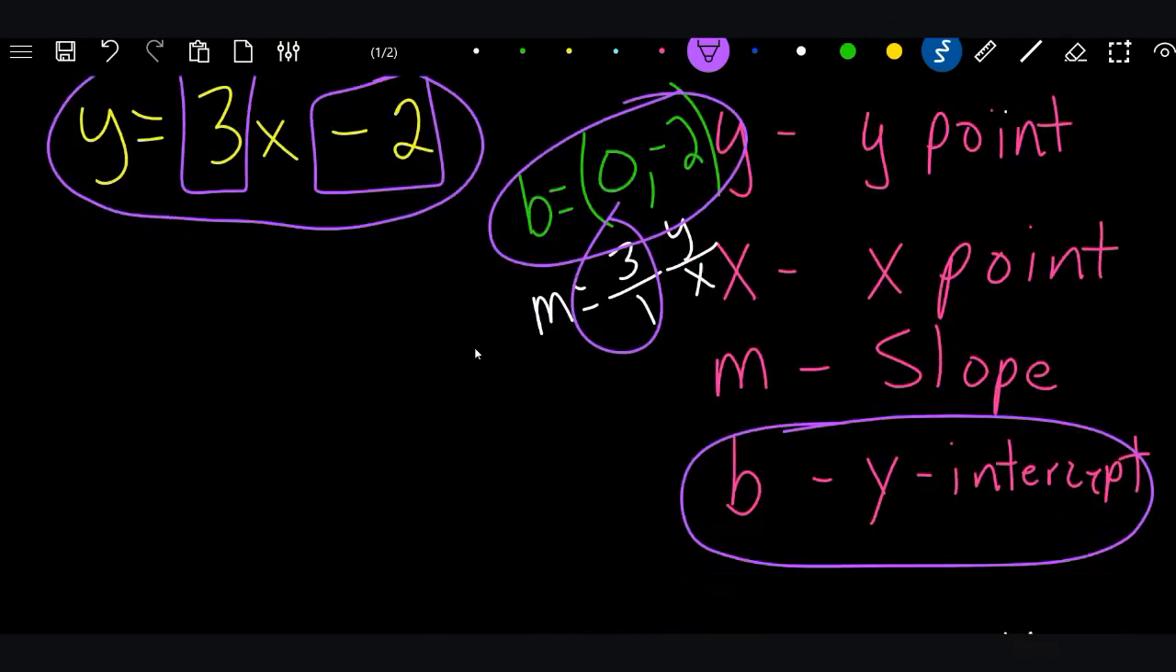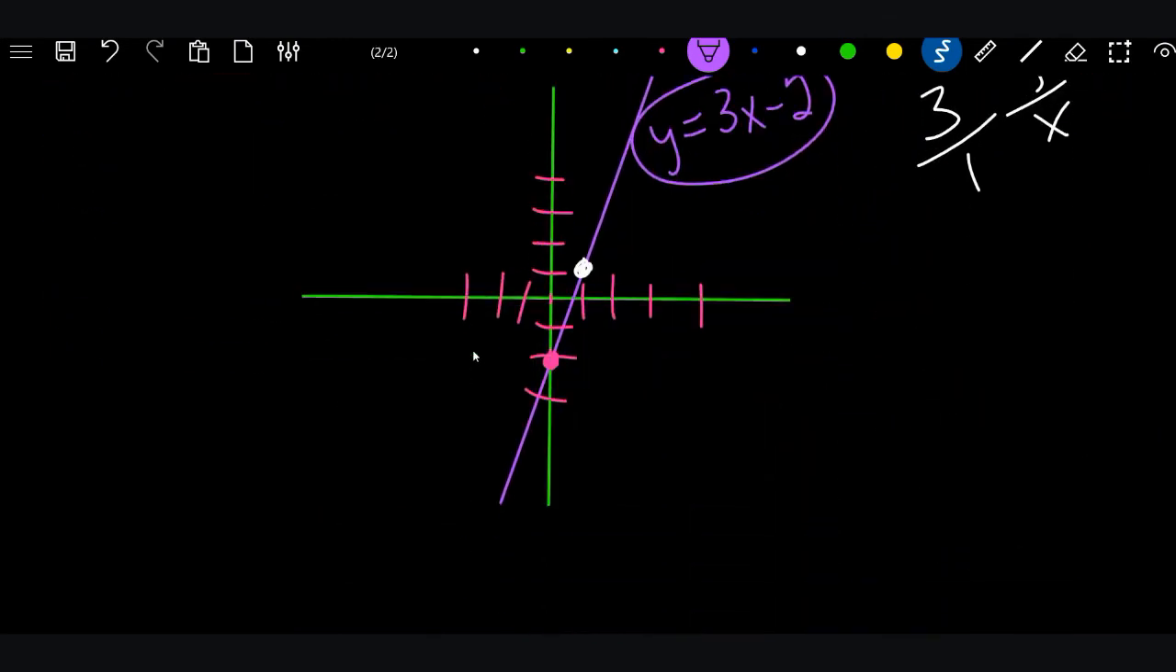So we're going to rise 3, run 1, rise 3, run 1, and there we are on our second point. And then once you get your 2 points, you just draw your line. If you will, go ahead and look down at page 108.